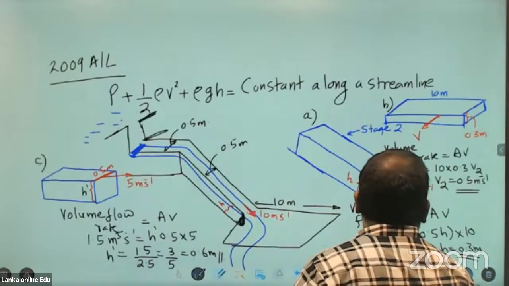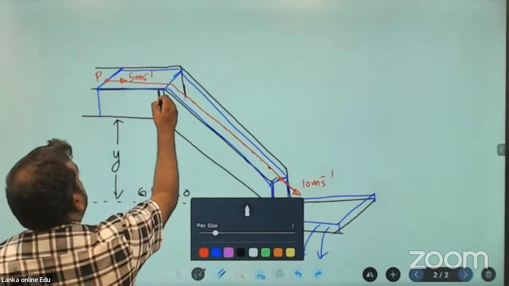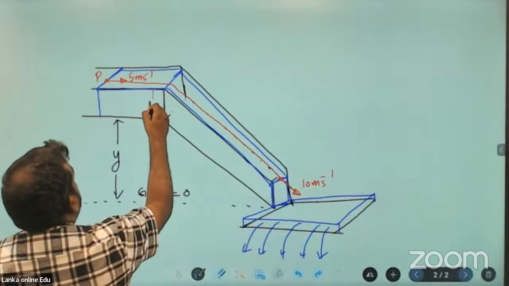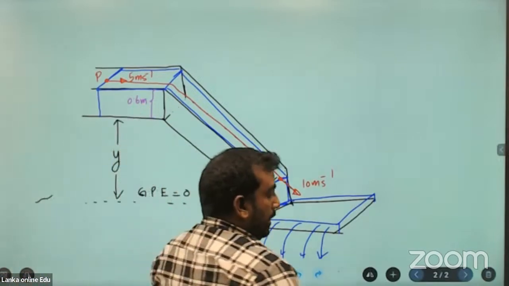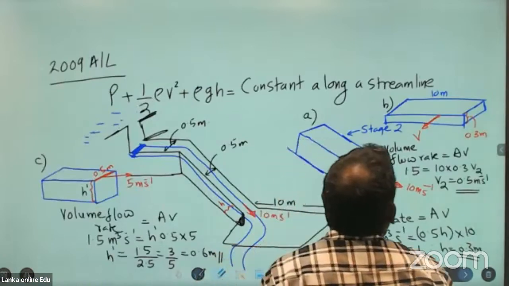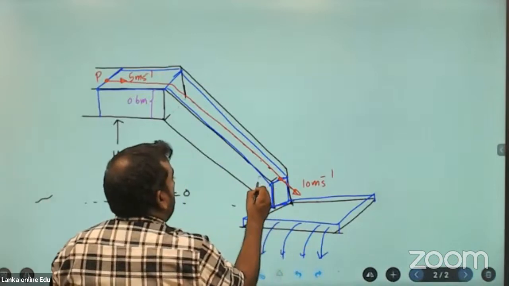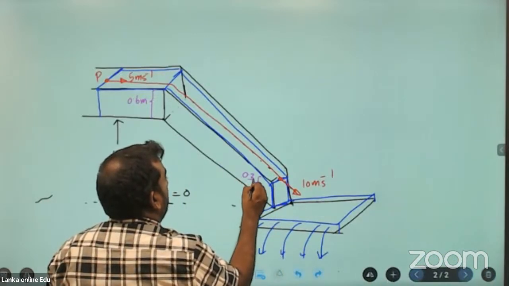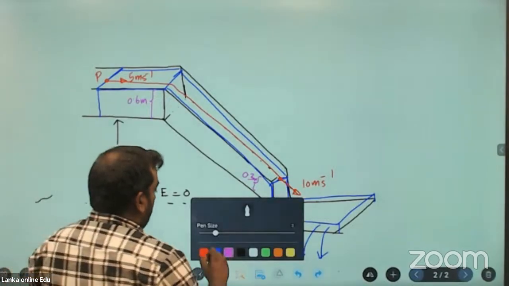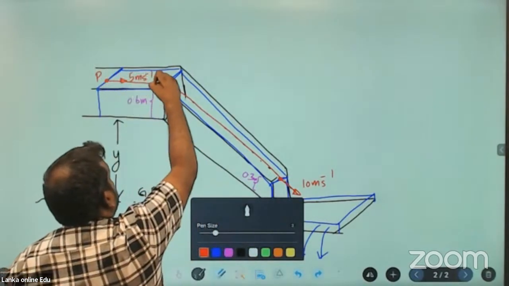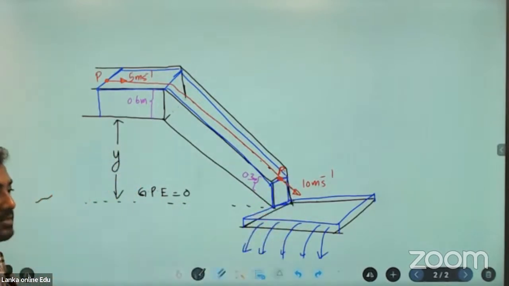What about the height h dash? 0.6. This height here is 0.6 meters. What about the height here? Height in the second stage is 0.3. Here height is 0.3. Don't forget, remember here fluid is coming at atmospheric pressure on the top surface. Here also it's at atmospheric pressure.